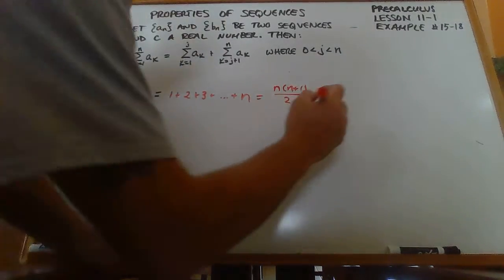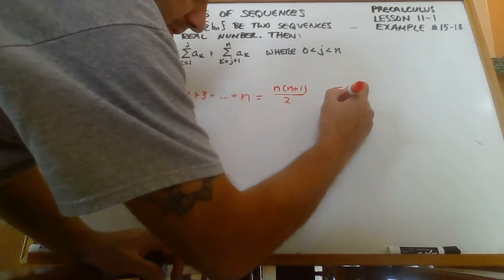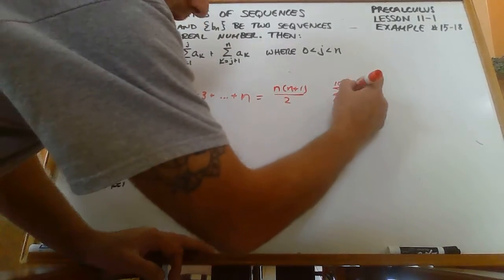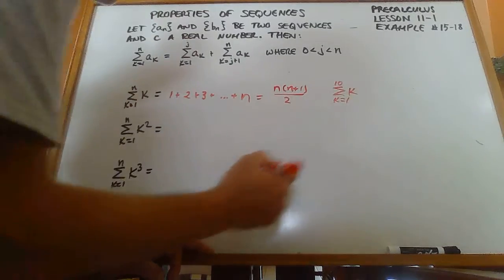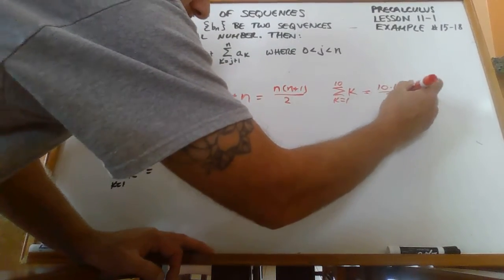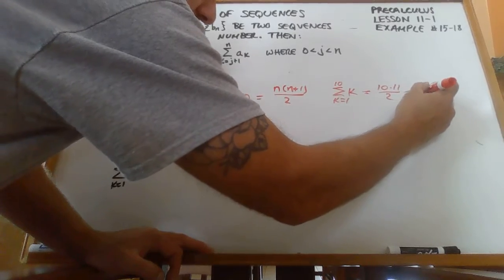So I can do a problem like this. The sum of k equals 1 to 10 of the k's. I can do that pretty quickly. It's 10 times 11 divided by 2, which is 110 divided by 2, or 55.